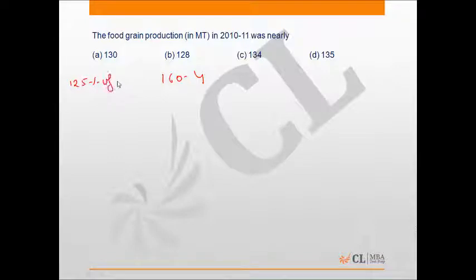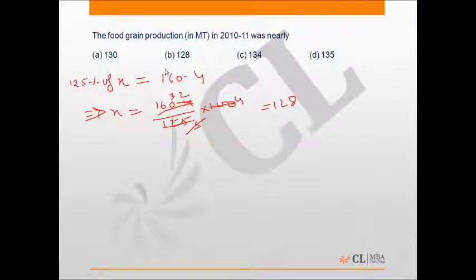125% of previous year's production, which I assume to be X, is equal to 160.4. This implies X is equal to 160.4 upon 125 into 100. By approximation, if I assume it to be 160, I can easily see the answer will turn out to be 128. That is option B.